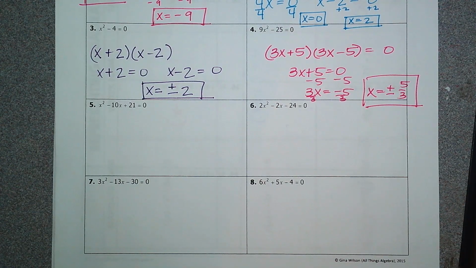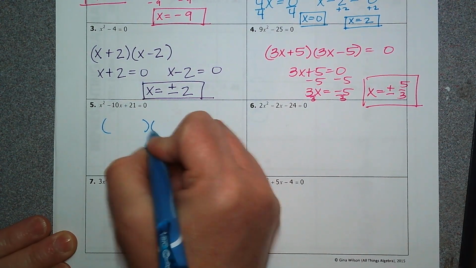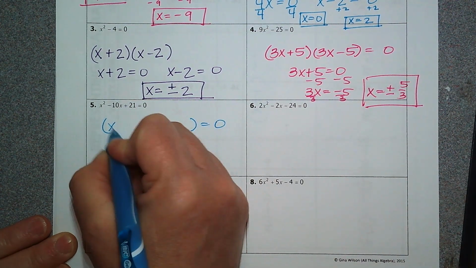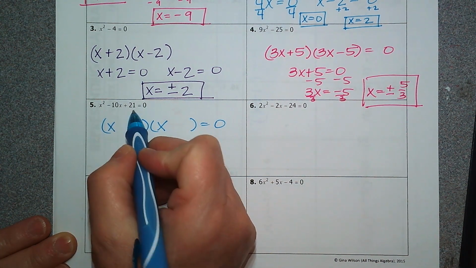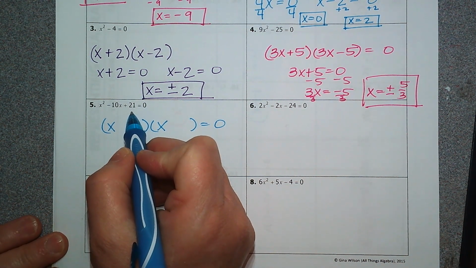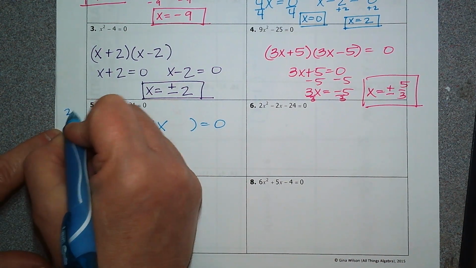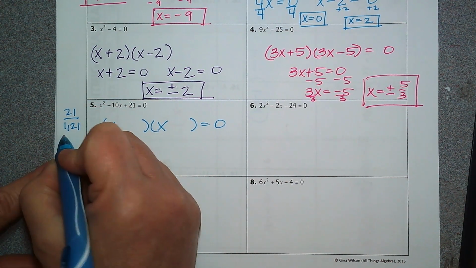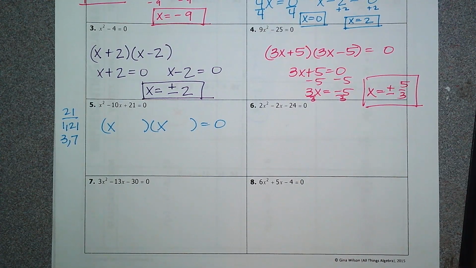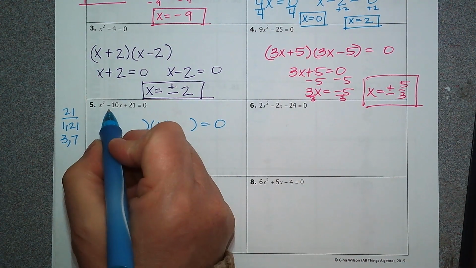Number 5, do I have a greatest common factor? Do I have a GCF? No, so I can just factor it. First two terms multiply to give me x squared. Last two terms multiply to give me 21 and add to give me -10. What are the factors of 21? Which two can I add or subtract to get -10?